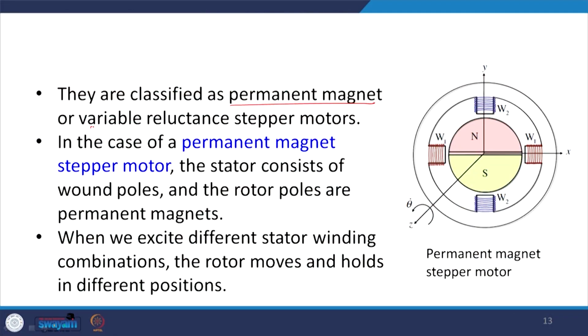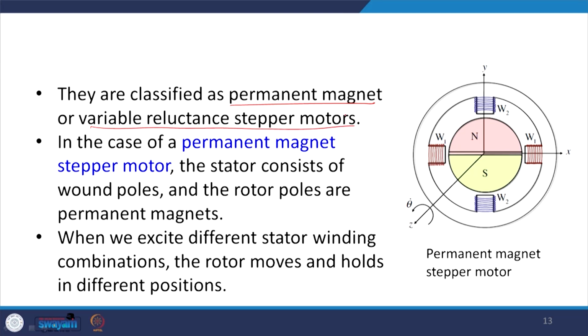But if you have provision of position sensing, then it can ensure the accuracy. They are used in low power position control applications, usually less than say 1 HP or 746 watts. They are classified as permanent magnet or variable reluctance stepper motors.